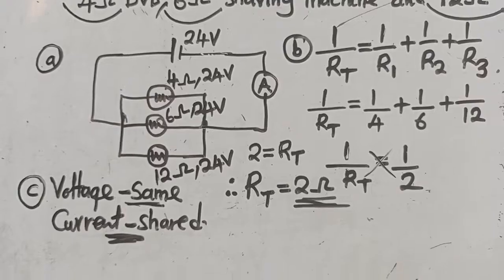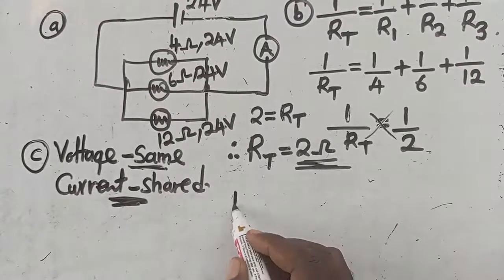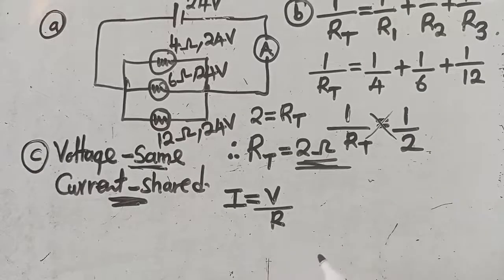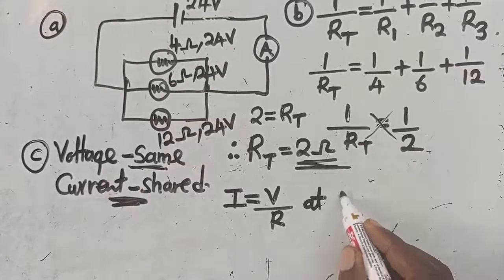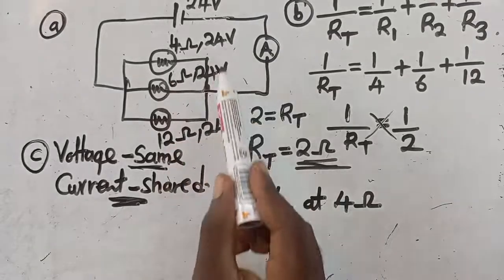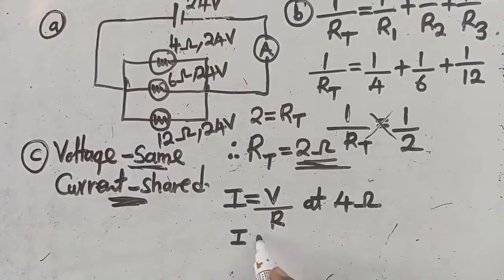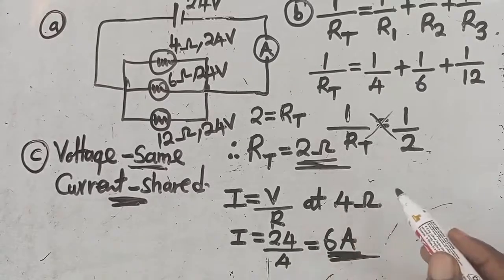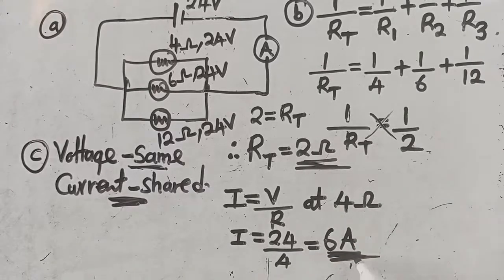The formula that I'm going to use: current is equal to voltage over resistance. This is a formula that is there. So I find the current at 4 ohms. I start with 4 ohms, the voltage is there. So current is equal to 24 over 4. 24 over 4, that is 6. So it is 6 amps. So at the 4 ohm resistor, this is the current, 6 amps.